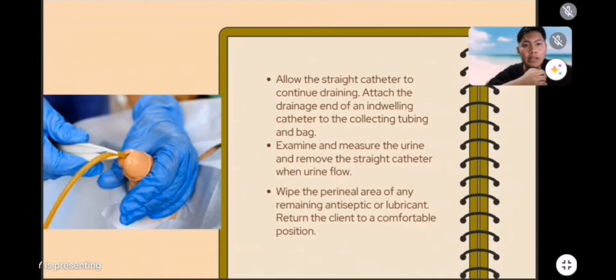Allow the straight catheter to continue draining and then attach the drainage end of the indwelling catheter to the collecting tubing or the bag. Examine and measure the urine and remove the straight catheter when urine is flowing. Wipe the perineal area of any remaining anesthetic or lubricant and return the client to a comfortable position.